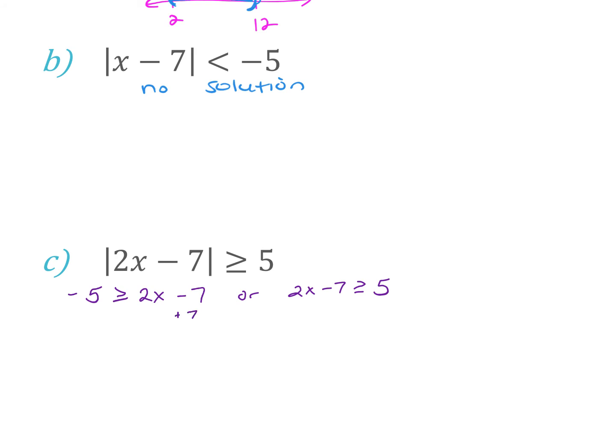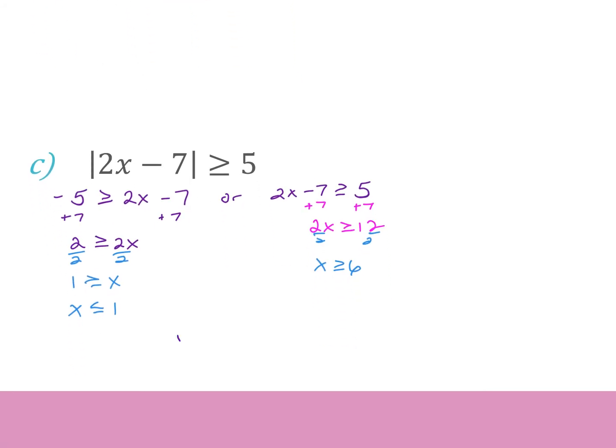So I would add the 7, 2 greater than or equal to 2x, divide by 2. 1 is greater than or equal to x, or x is less than or equal to 1. And then solve the one on the right, add the 7. 2x greater than or equal to 12, divide both sides by 2, x greater than or equal to 6. So here's my or statement. X is less than or equal to 1, or x is greater than or equal to 6.